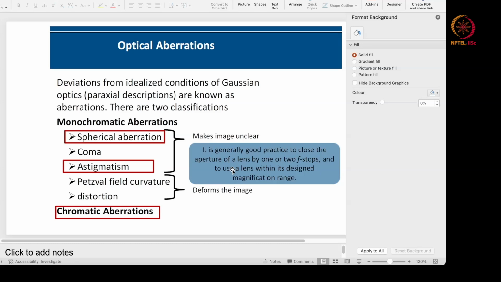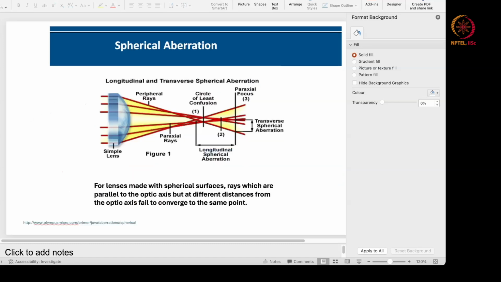But the main thing is that there is also another type of aberration, which you also know from your lens formula and the prescription glasses that we wear, called chromatic aberration. It comes due to the color contained in the light. So we are going to talk about these three aberrations, and remember, these are deviations from the idealized condition of Gaussian optics, which we know a little bit already.